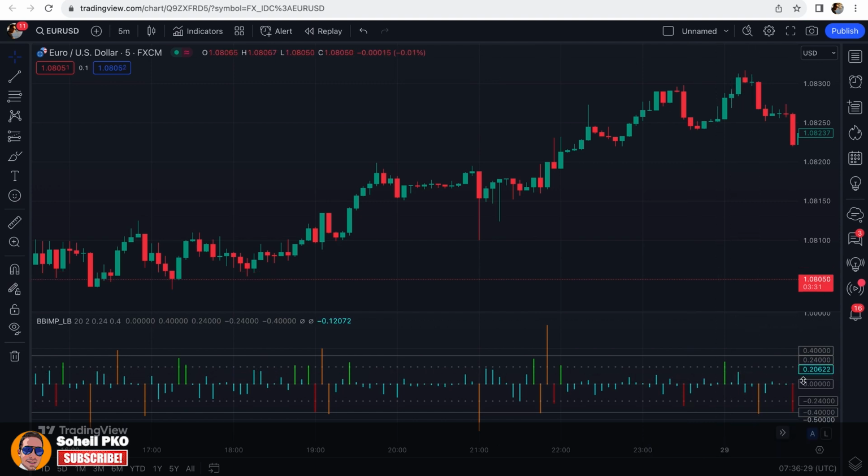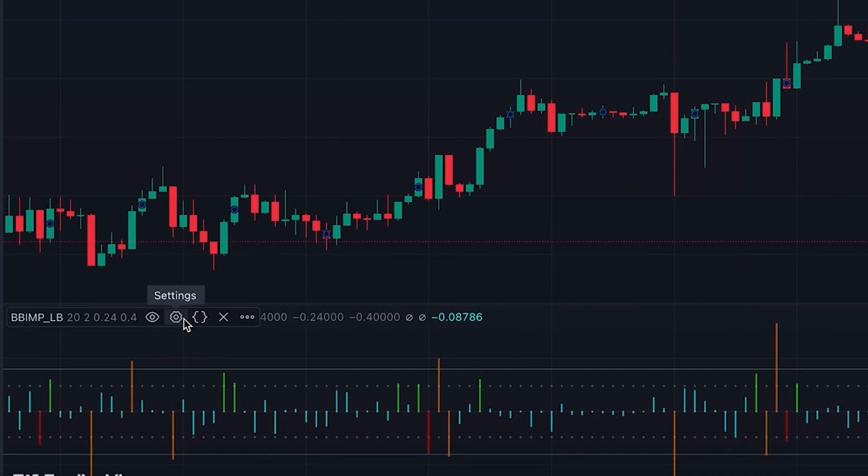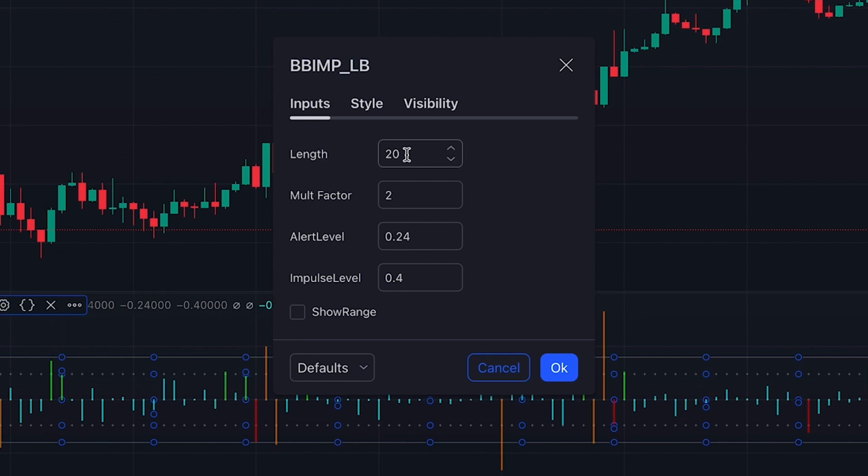BB Impulse is built based on Bollinger Bands and offered by John Bollinger, who created Bollinger Bands. Similar to Bollinger Bands, the default length is set at 20 with multiplier factor set at 2, which are the most commonly used settings for Bollinger Bands.